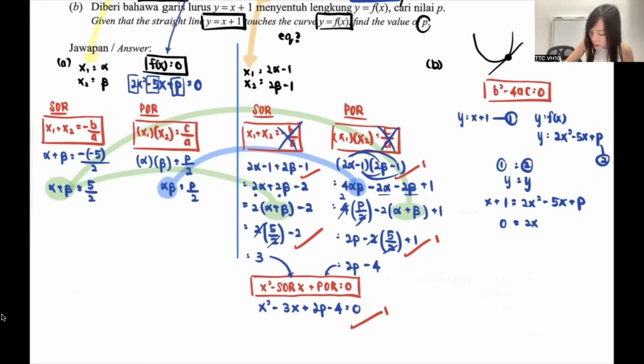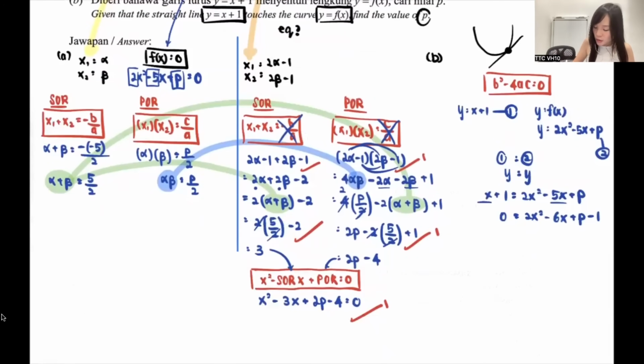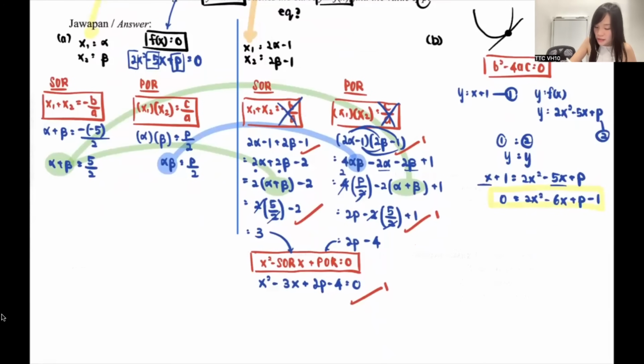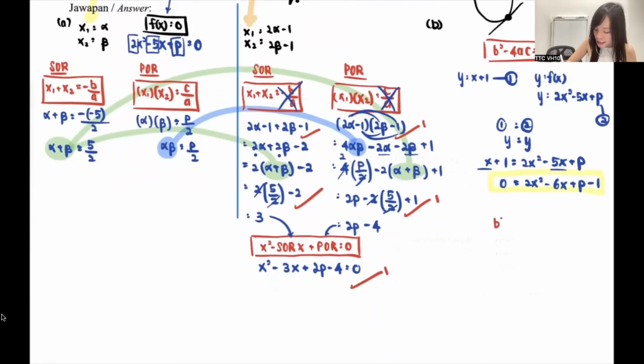So this is 2x squared minus 5x minus 1x minus 6x. This is a p. Plus 1, move it over, minus 1. Got it, guys. So this is the equation when I combine them together. Once I have this equation, now I can start to use b squared minus 4ac equals 0.